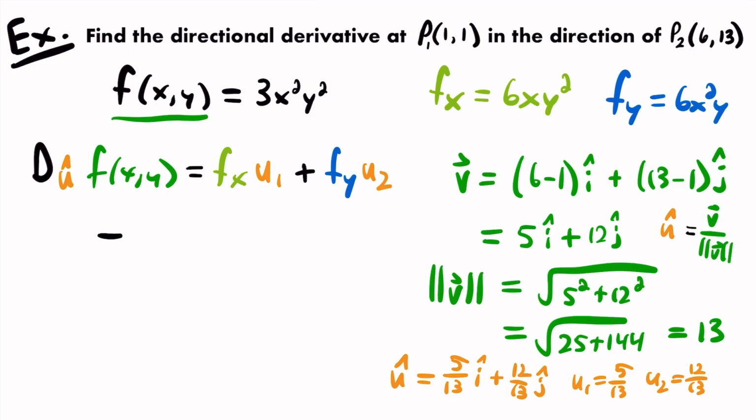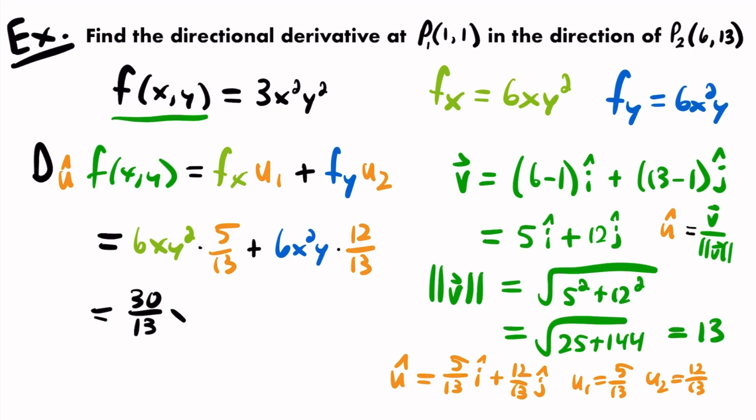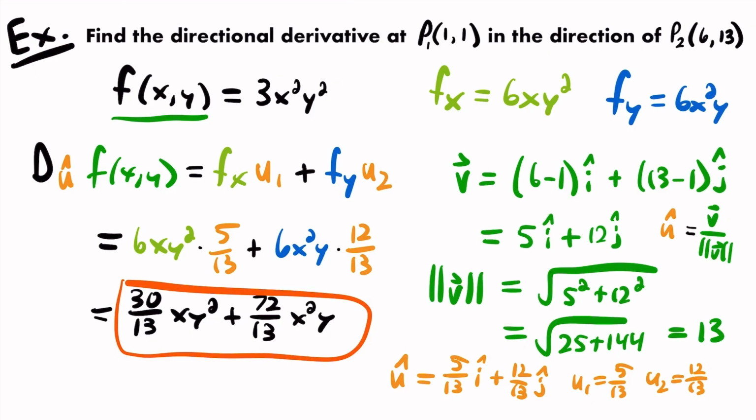Okay, so now we have everything we need to set up this directional derivative. So let's do it. We'll have that this is equal to fx, which is 6x y squared, times u1, which is 5/13, plus fy, which is 6x squared y, times u2, which is 12/13. And then simplifying, this will be equal to 30/13 times xy squared plus 72/13 times x squared y. And that's about it. There's really nothing else we can do to make this look a whole lot nicer, so I'm just going to leave it in that form. That would be the directional derivative in terms of x and y.